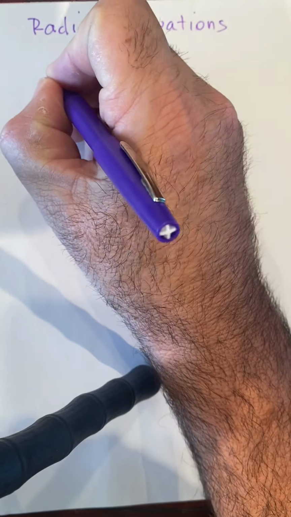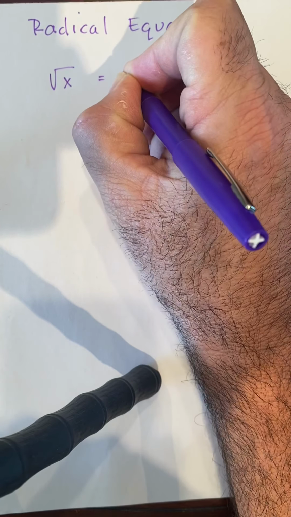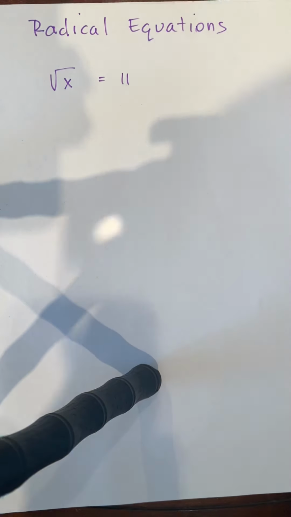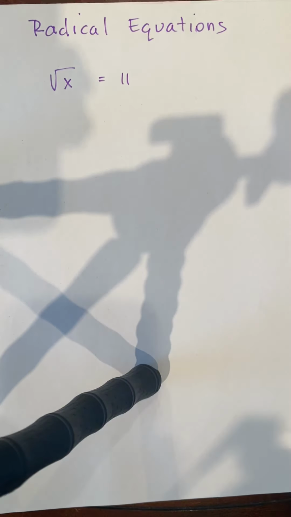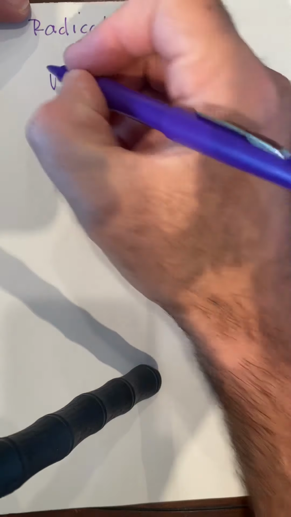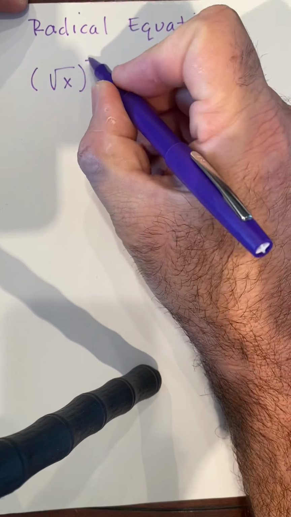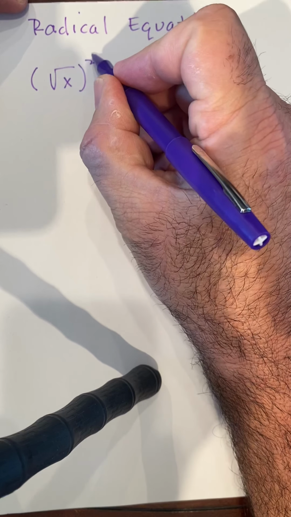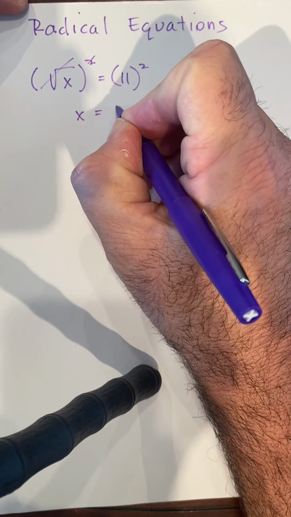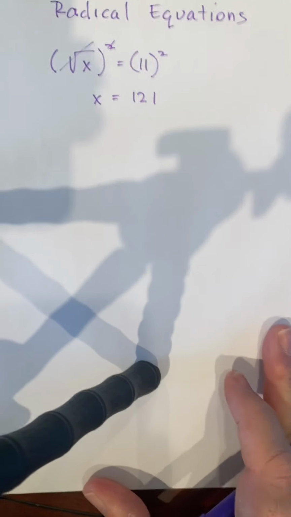Let's start with the square root of x equals 11. So I'm hoping you know this answer. The square root of 121 is 11, but how do you show your work to get there? Well, you square each side, because squaring a square root effectively cancels it. So I'm left with x equals 11 times 11, which is 121.